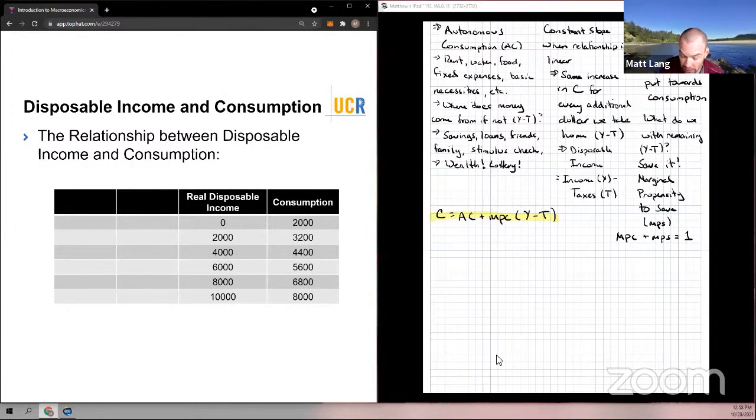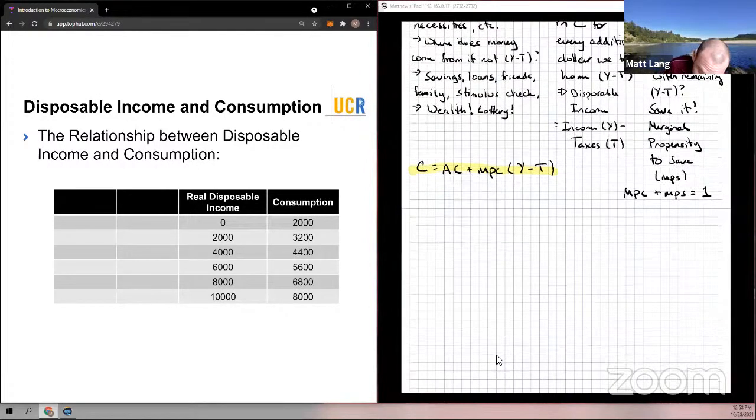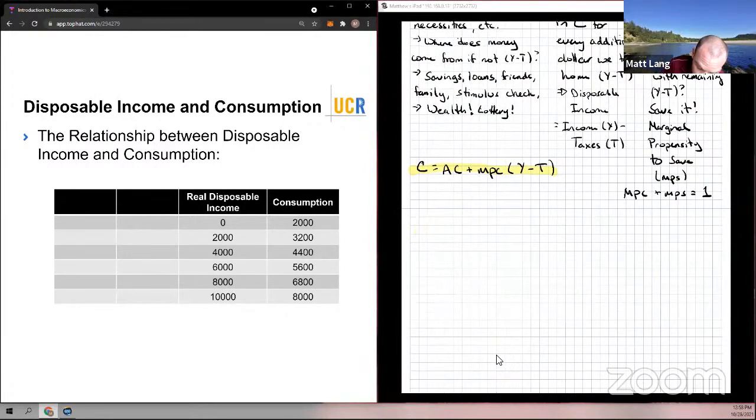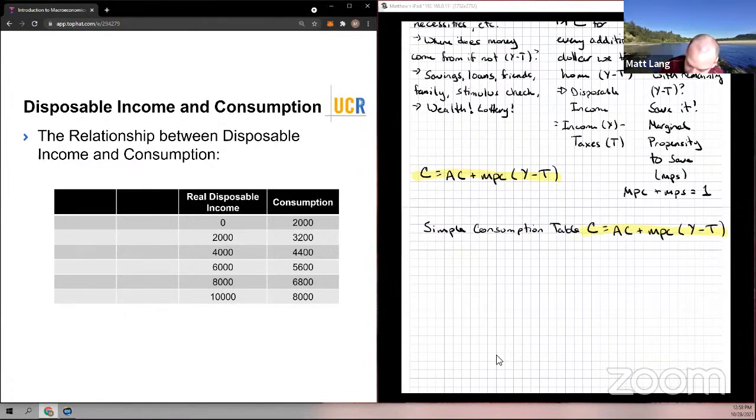Okay, all right. So let's dig into this, and let's see how we would really analyze the consumption function, or derive it. So let's give a simple consumption table. Simple consumption table here. Remembering this right here, I'm going to go ahead and just copy this and paste. All right, save myself there.